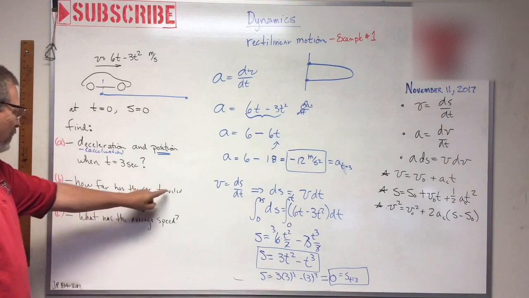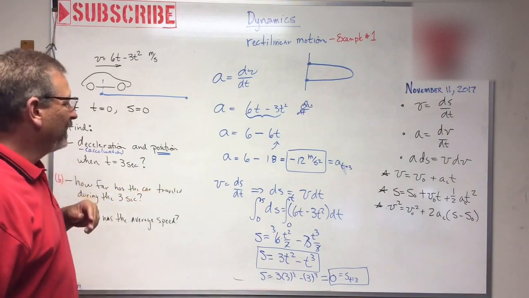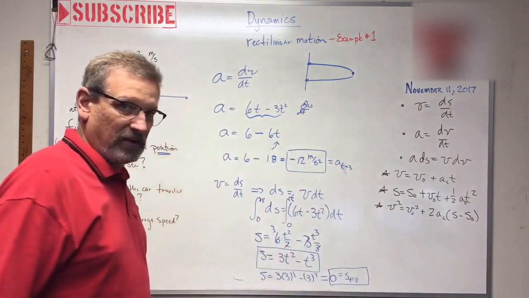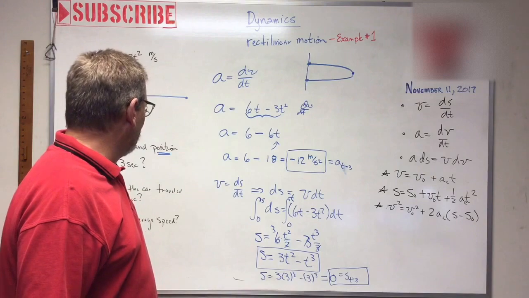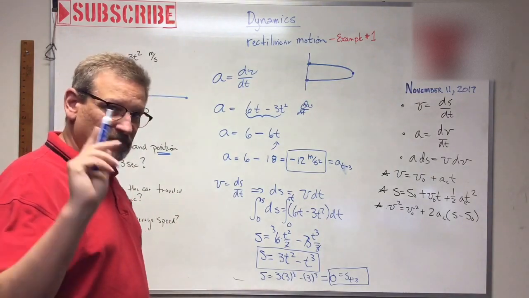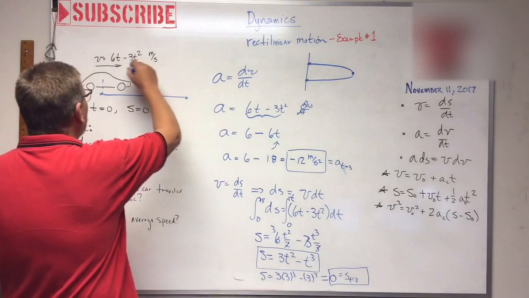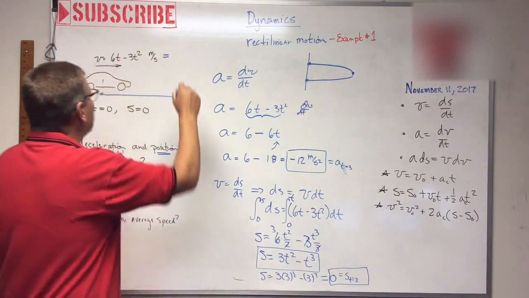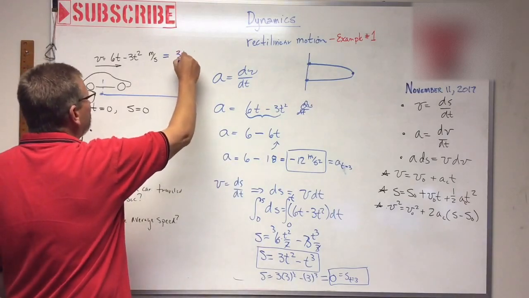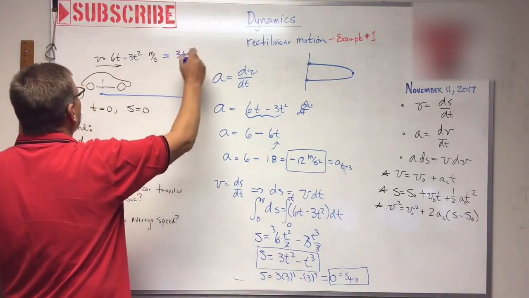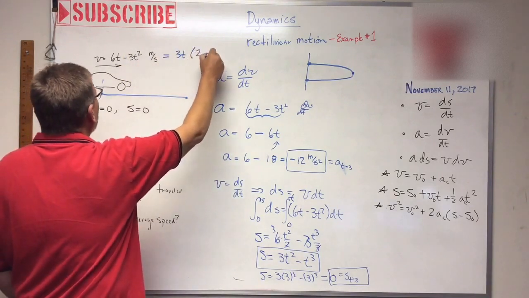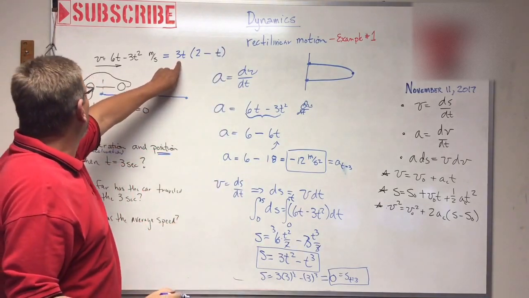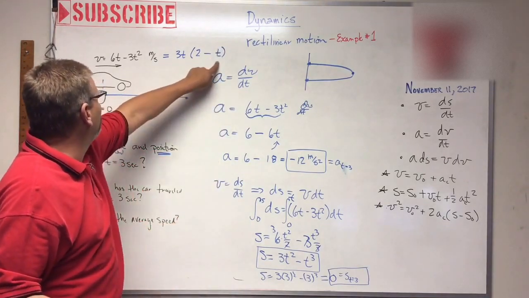So how far has the car traveled during the 3 seconds? Well, let's see. What would the velocity be at that point right there? You know what I think the velocity would be at that point right there? I think it would be 0. Let's look at this equation up here for velocity. Let's factor that, shall we? I think I can get a 3t, and then what else can I get out of that? That's going to make a 2 minus t, right? Is that right? That becomes 6t, and that becomes 3t squared.